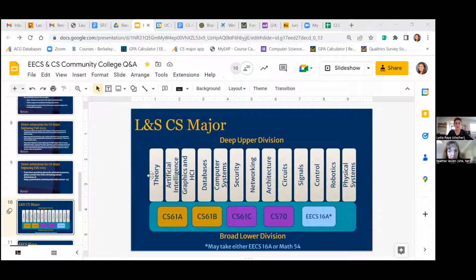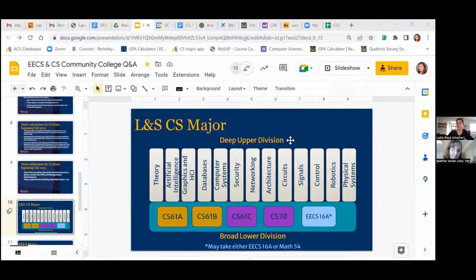The boxes or the rectangles on top, this is talking about the upper division coursework. So lower division, again, those 61 series, CS 70, EECS 16A, or Math 54. Those are lower division. Lower division means any course numbered from 1 to 99. Community colleges only offer lower division coursework. And then upper division is when you get to classes numbered 100 to 199. And fun fact, graduate coursework is in the 200s.